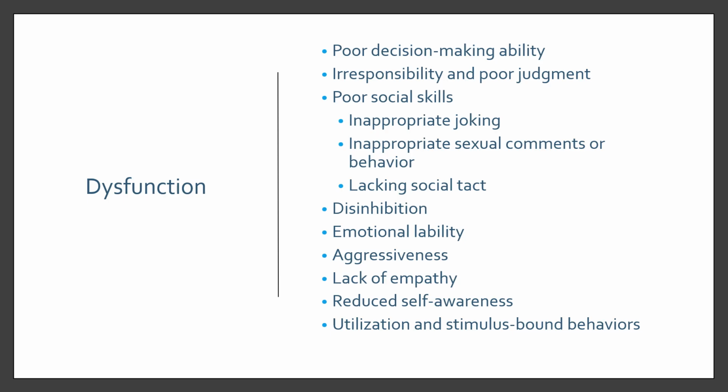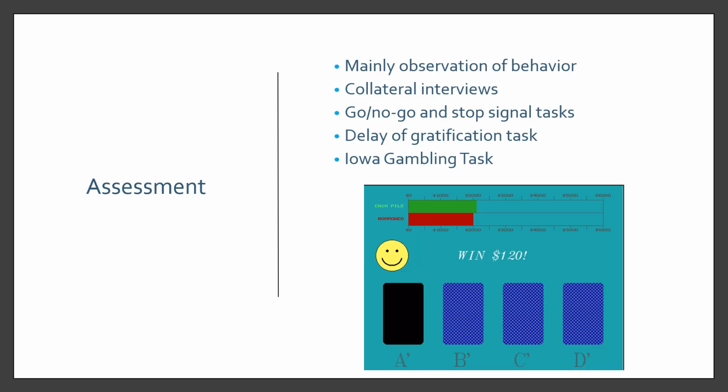If somebody is stimulus bound, that means they're attracted to each new stimulus and they're unable to ignore things that are not relevant to the current task. So they're driven by the most salient feature of the environment, very externally rather than internally bound. So how do you assess orbital frontal dysfunction?